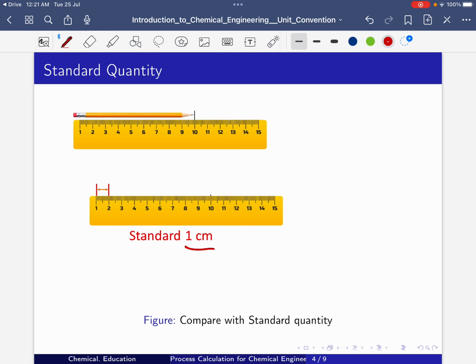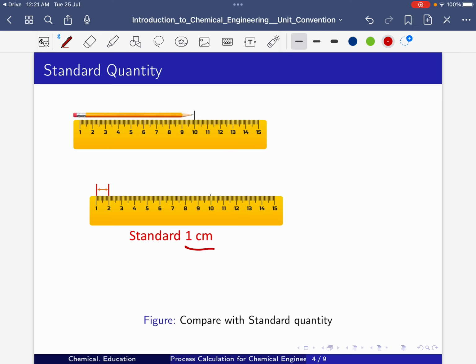So again, 1 centimeter here is the standard. If we know the standard 1 centimeter, and then we just do multiplication or division, we can get the desired quantity. Suppose we want to get 1 meter. If we know the standard 1 centimeter, then we take 100 times of 1 centimeter, and that will be 1 meter. Then 1000 times of 1 meter gives us 1 kilometer. When I talk about unit conversion, we will see that.